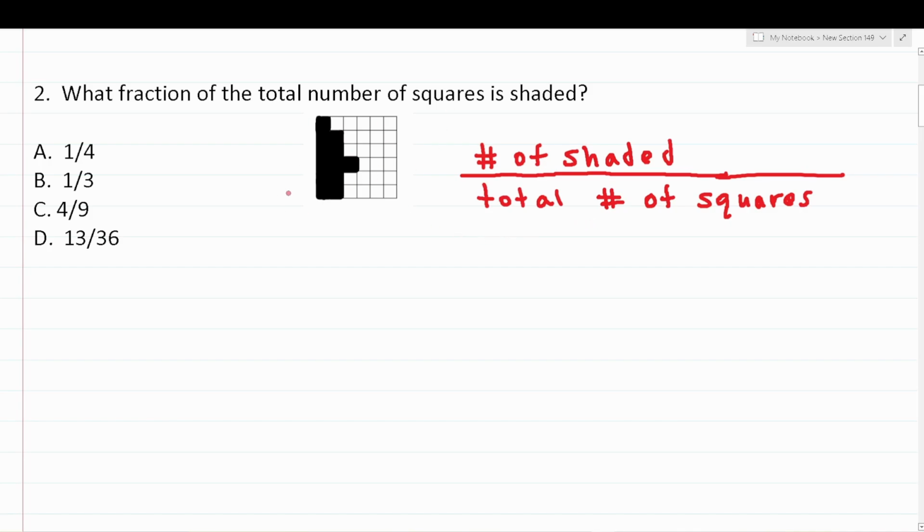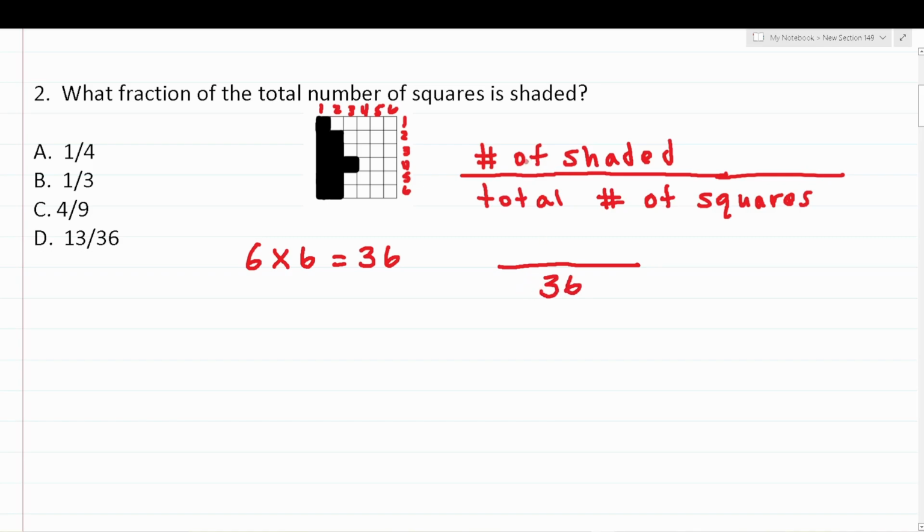Again, let's analyze this figure. We have a block that is 1, 2, 3, 4, 5, 6 wide by 1, 2, 3, 4, 5, 6 high. So in other words, we have a 6 by 6 block of squares, which means that there are 36 little squares inside this block in total. So our total number of squares is 36.